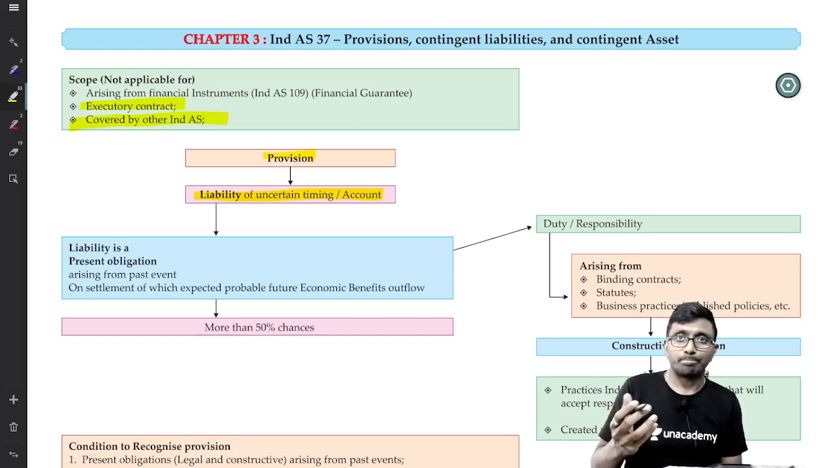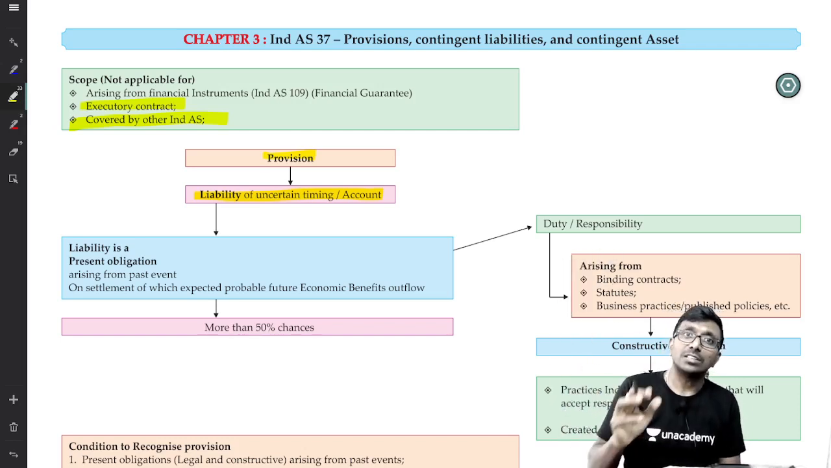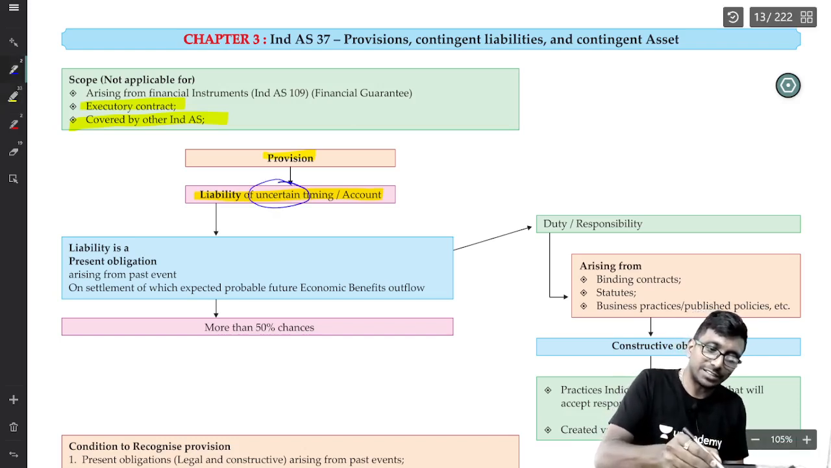What is uncertain? How much I will pay, I don't know. Or I know how much I will pay, but I don't know when I will pay: is it at the end of the first year or second year or third year? I don't know. Then we call that a provision. When I say uncertainty, that means I don't know exactly how much, so an estimation is required.